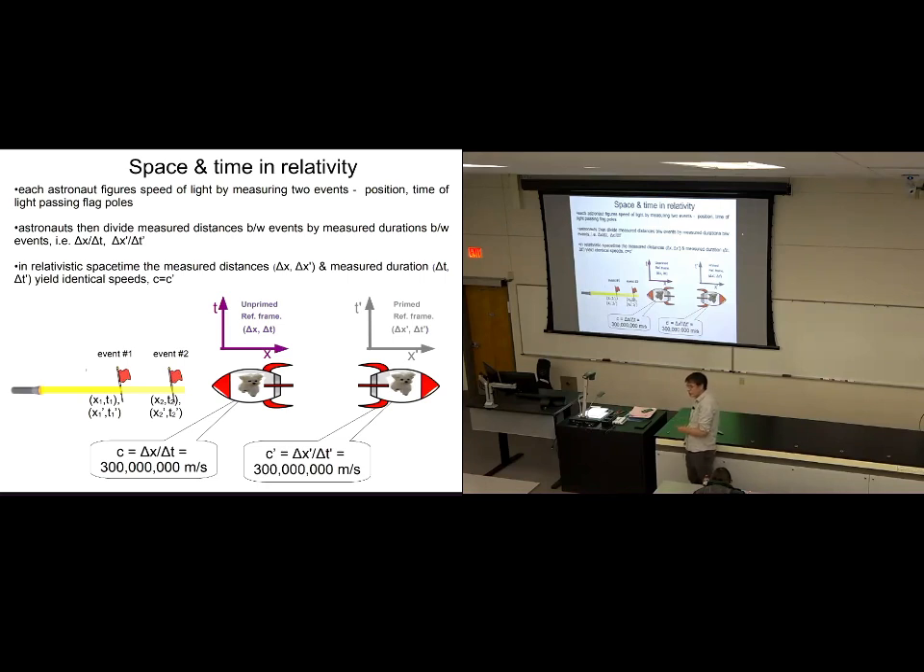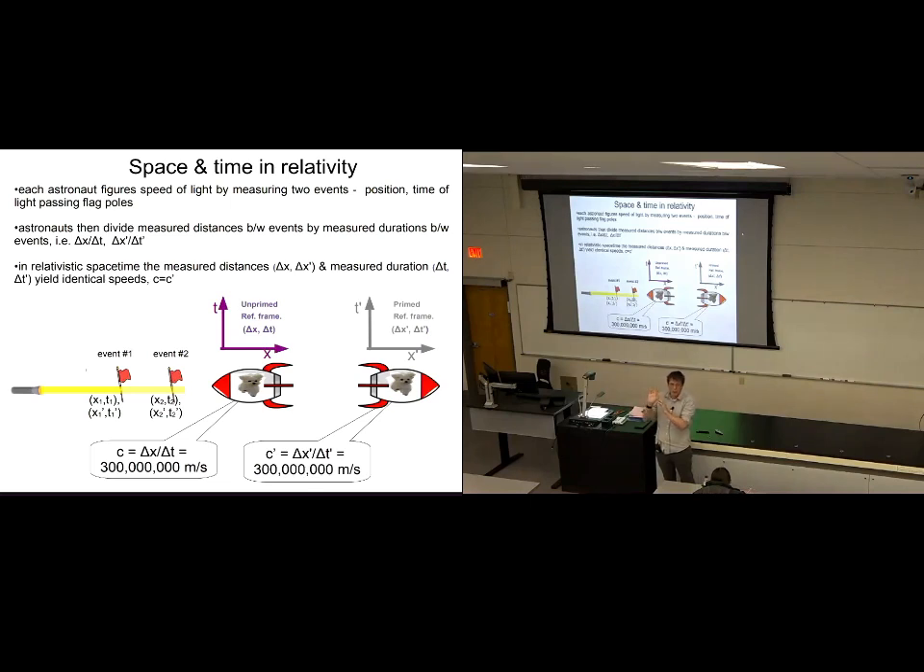Then what are they going to do with that information? Well, with that information, each one of them, armed with the positions and the times of the two events, can figure out from the difference of the positions the distance traveled by the light ray. I called that delta x and delta x prime for the two reference frames.